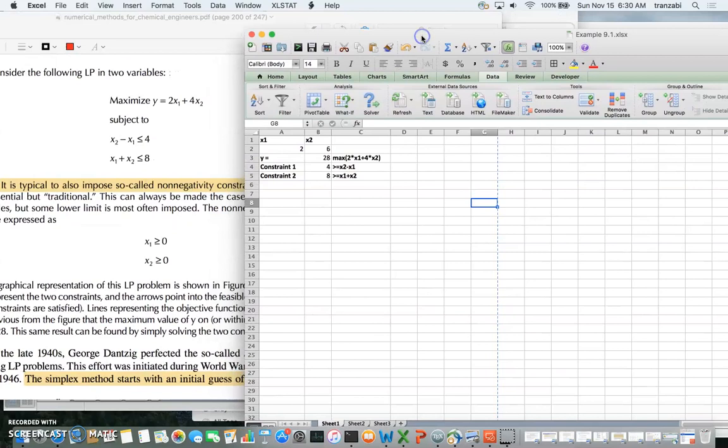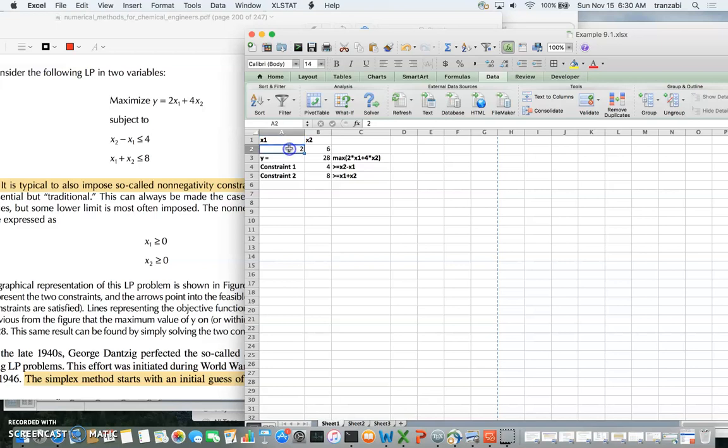Okay, so I'm going to create two cells for x1 and x2. These are just the headers. These don't have any meaning. I just write x1 and x2 to remind myself what's going to be underneath.